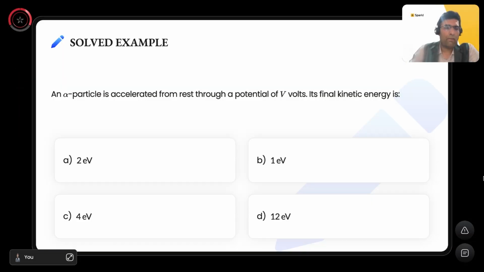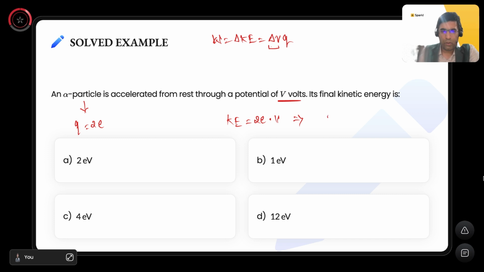So the first question: an alpha particle is accelerated from rest through a potential V volts. The kinetic energy. So a relation between kinetic energy and the accelerating potential or potential difference. We know that work done is equal to change in kinetic energy, which is equal to potential difference into q, or the accelerating potential in this case. And the answer is in electron volts. Options are in electron volts, so we have to find the answer in electron volts. It can also be found in joules, but generally electron volt options are given. We have an alpha particle, and the charge on an alpha particle is 2e, 2 times the charge on an electron. So the kinetic energy gained will be 2e into V, so it will be 2V electron volt.